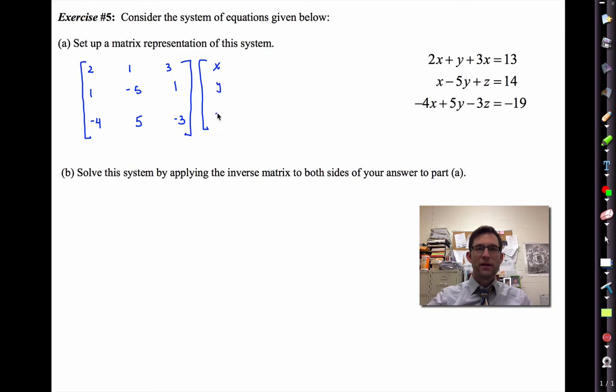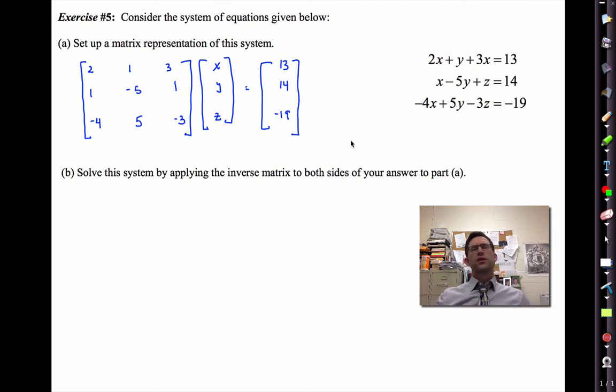X, Y, Z equals 13, 14, and negative 19. Now, when we set this up yesterday, you had no clue about it at all. They were just brackets, symbols, things like that. But now think about what you know in terms of multiplying matrices. This is a 3 by 3 multiplying a 3 by 1, and that means it's allowed because those match, and it should result in a 3 by 1, and that's exactly what we have. Also notice if we actually did the multiplication on the left-hand side, right?